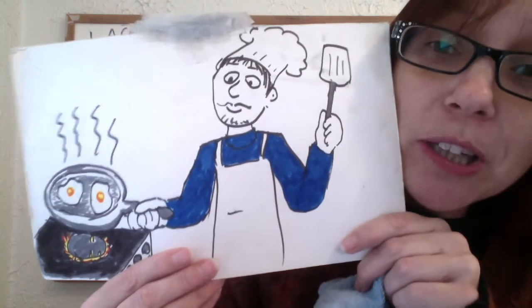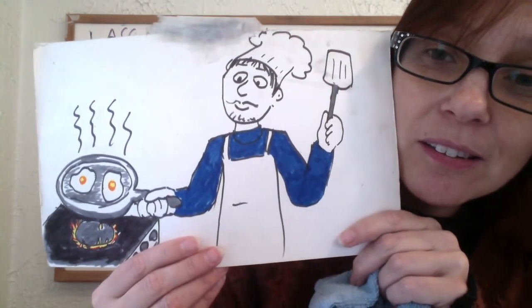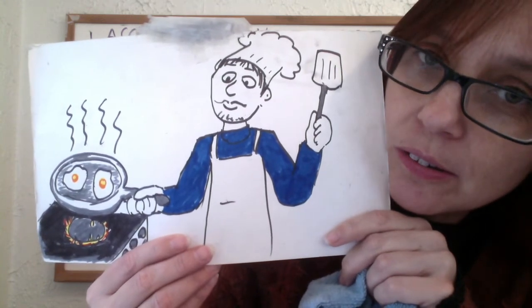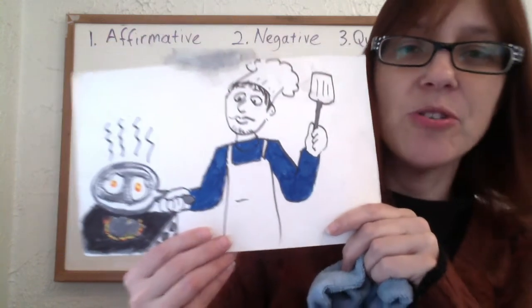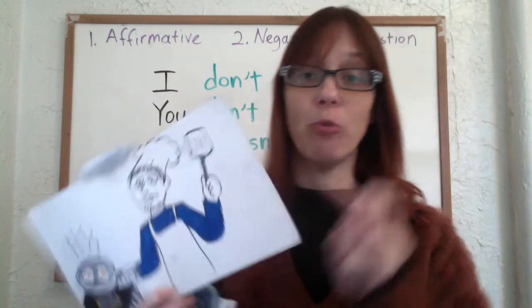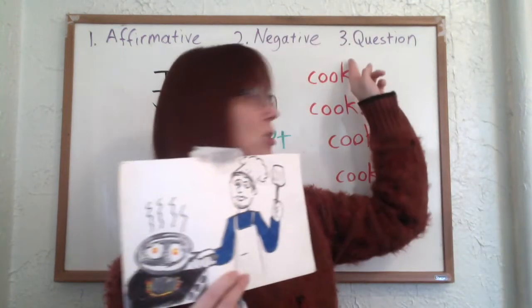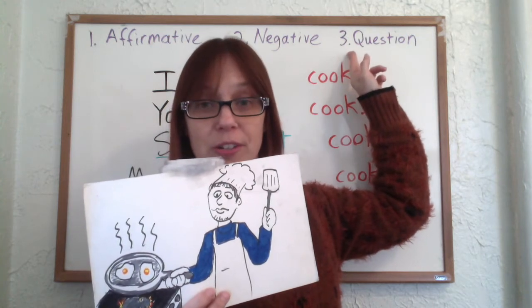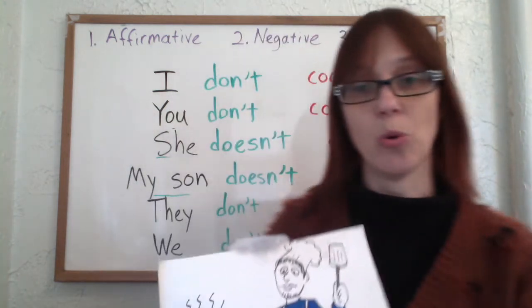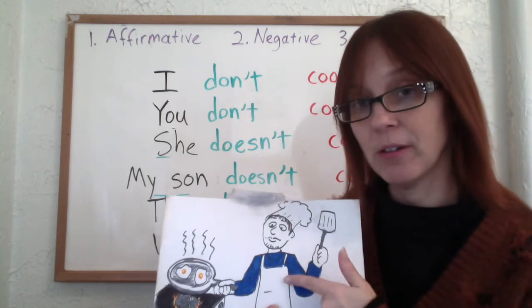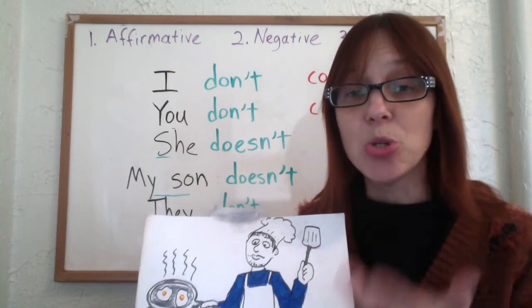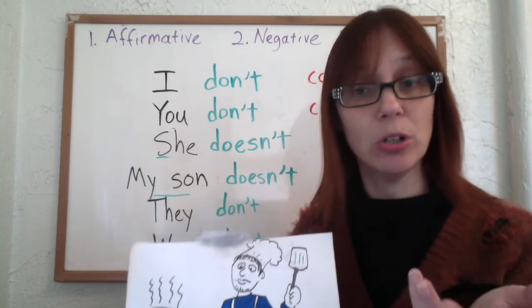Do you cook? Do you cook? So this is the third form. Question. Number 3 is question. So when I ask a question, in present tense, I use do. Do you cook?